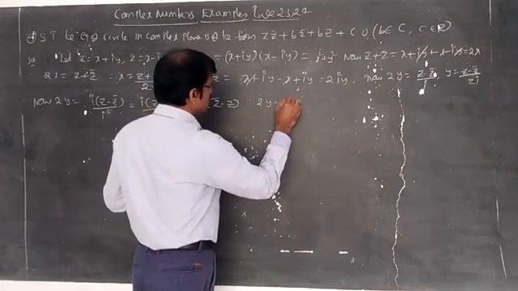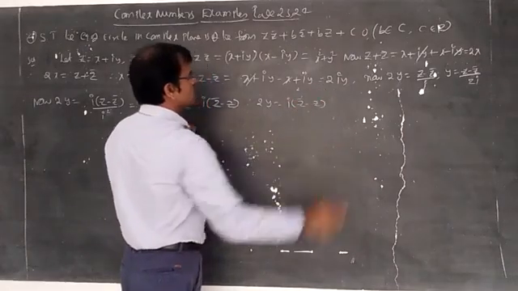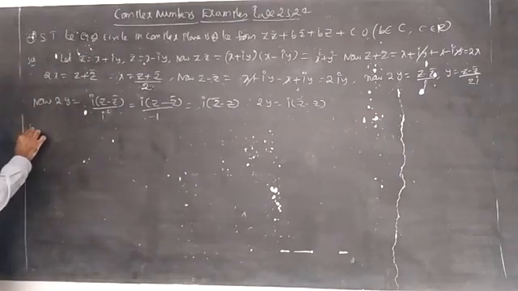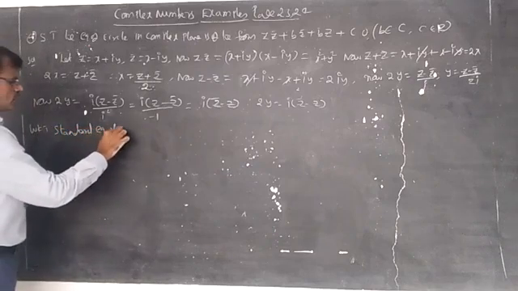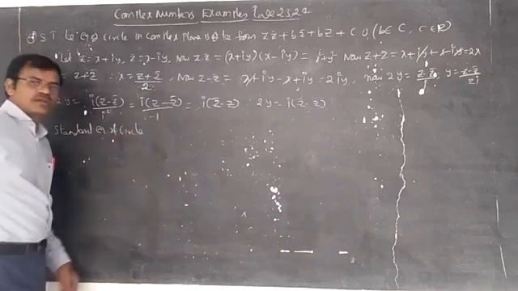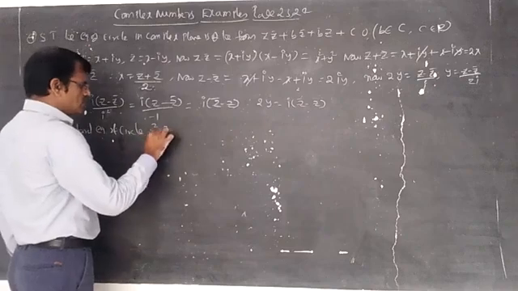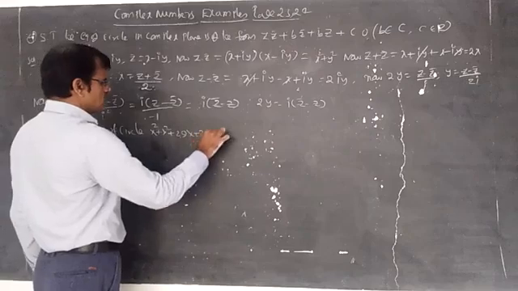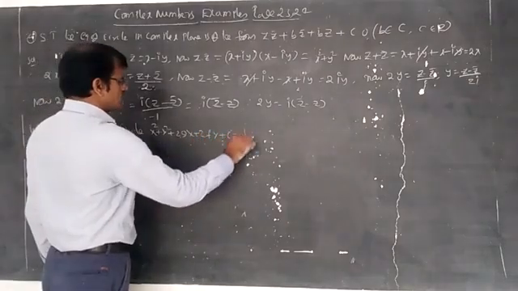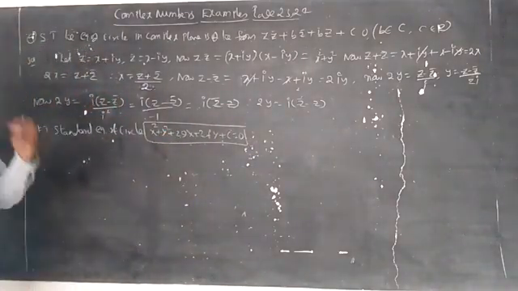Therefore, 2y is equal to i into (z bar minus z). Now, we know the standard equation of a circle; plenty of times we discussed it. x square plus y square plus 2gx plus 2fy plus c is equal to 0.